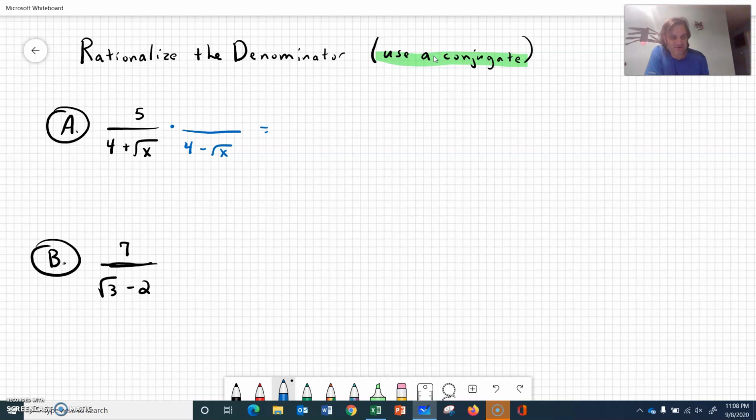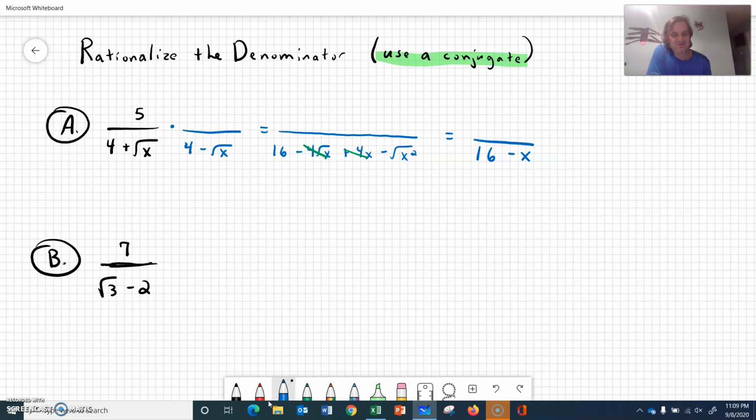But what this does, if you multiply 4 plus square root of x times 4 minus square root of x, if you take into account the FOIL or distributive property, the first would be 4 times 4 is 16. The outer would be negative 4 square roots of x. The inner would be plus 4 square roots of x. Those two terms cancel out. And then the last would be minus square root of x squared. And if we look at that, 16 is 16, but the square root of x squared is just x. So 16 minus x. And that's what we'll have on bottom.